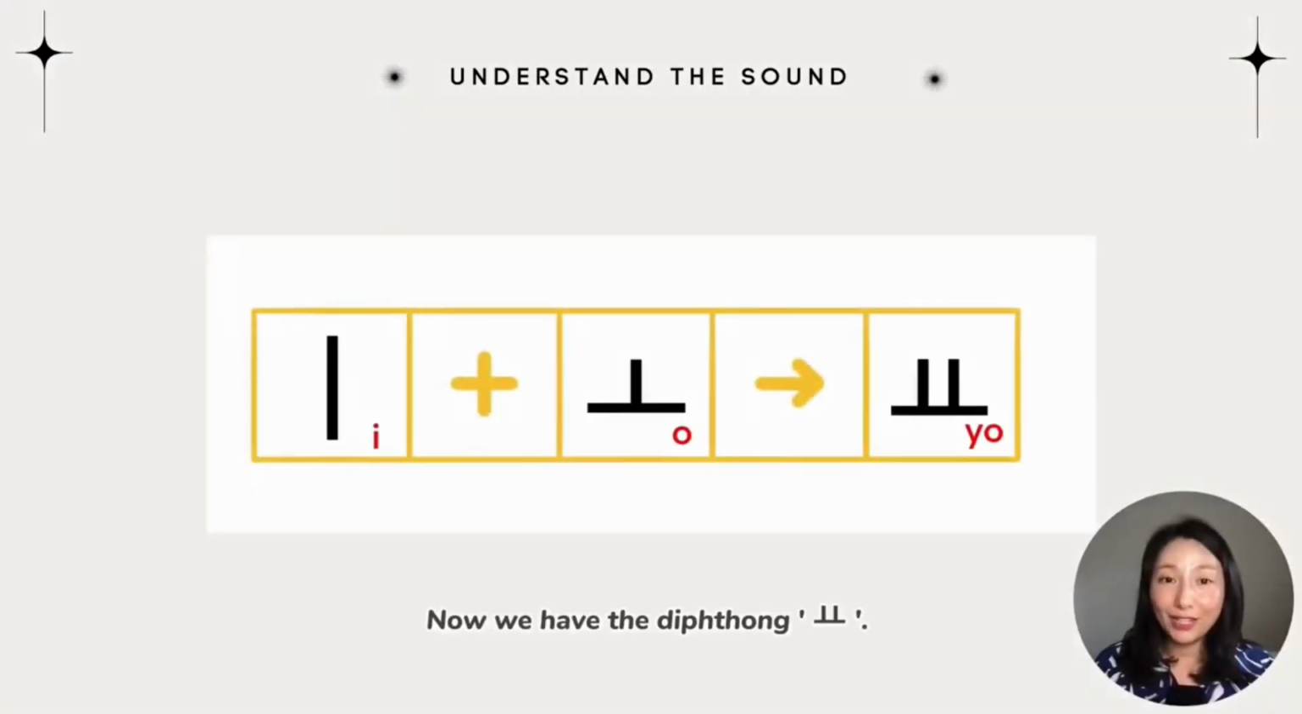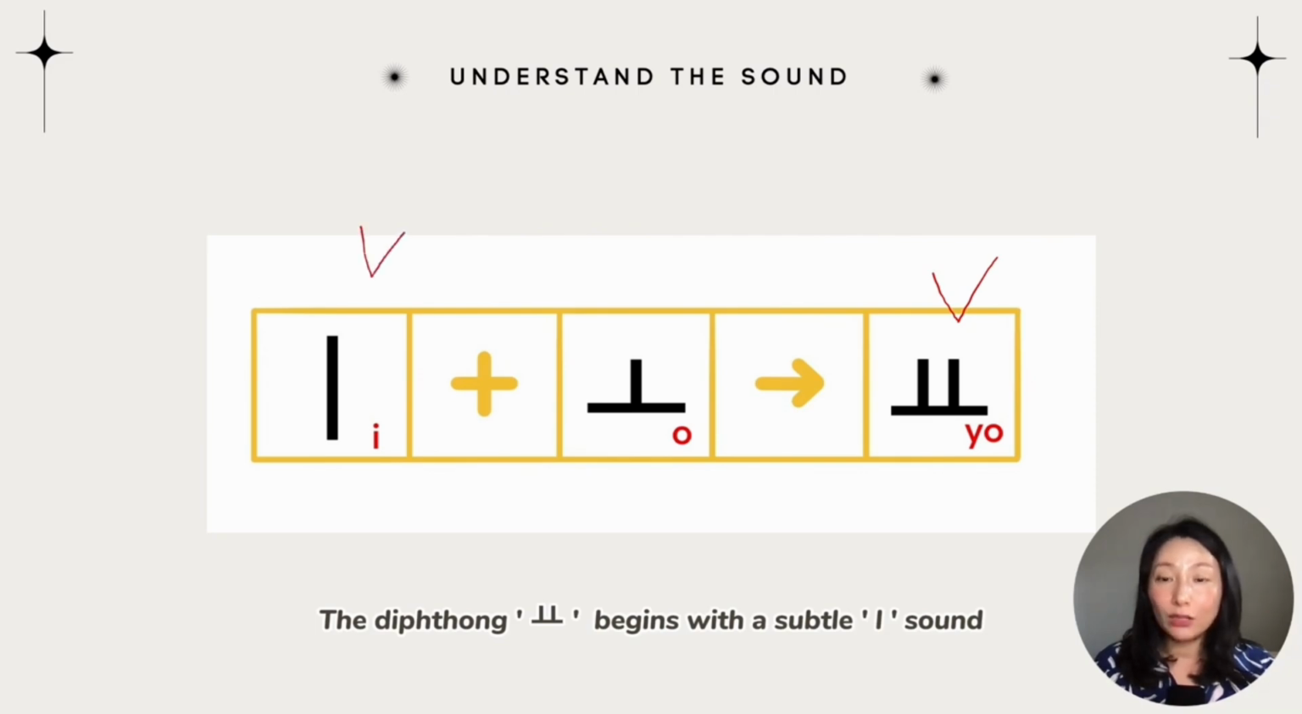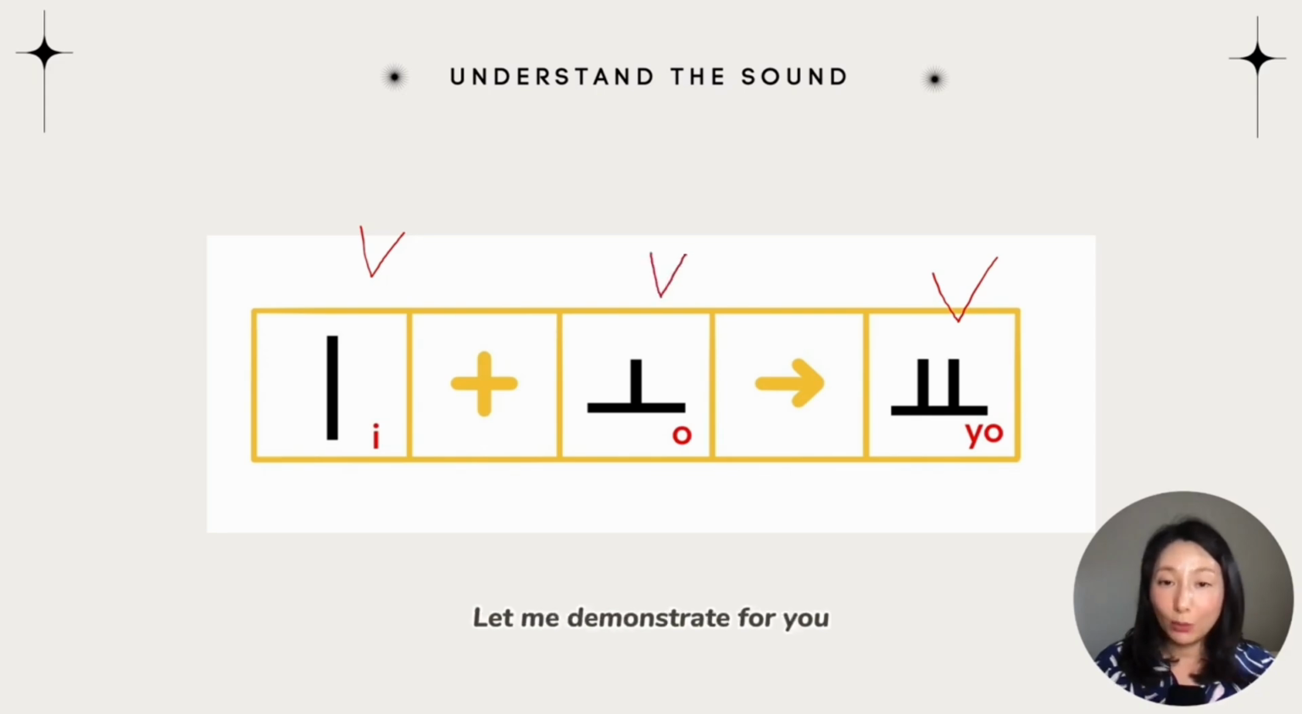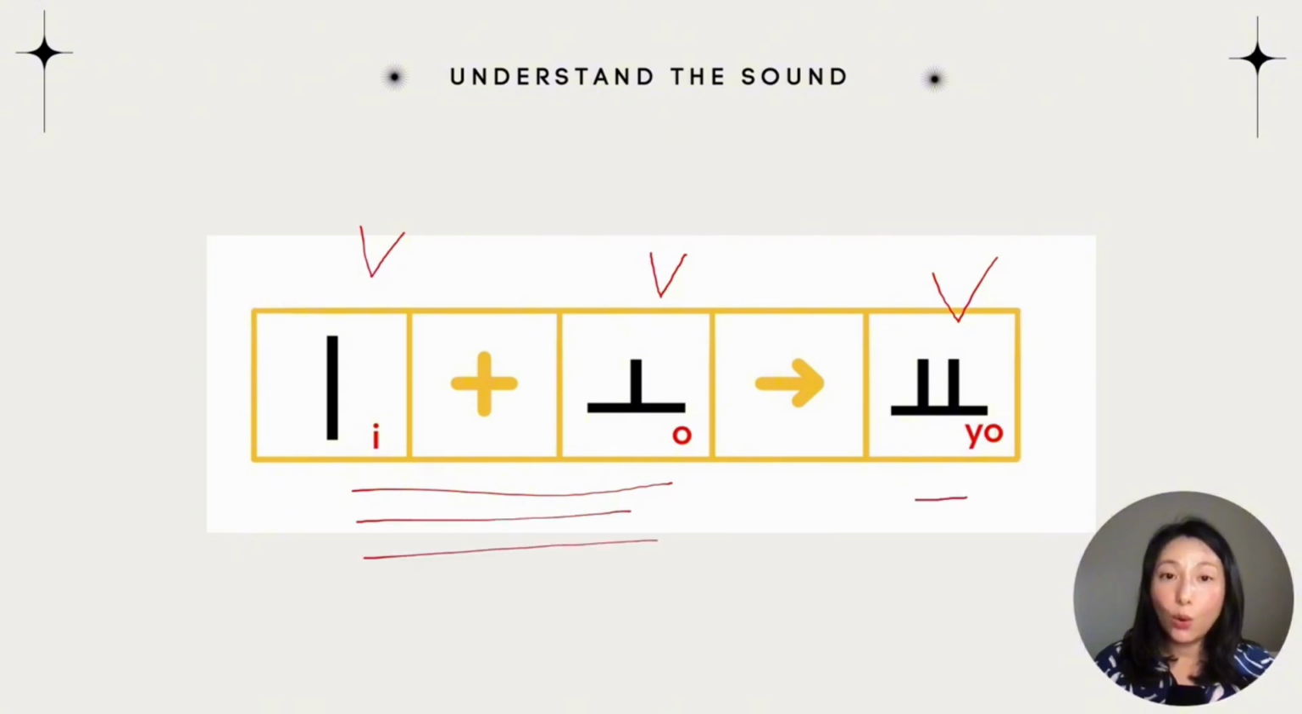Now we have the diphthong 요. The diphthong 요 begins with a subtle E sound. It then smoothly transitions into the O sound. Let me demonstrate for you. Yo, yo, yo.